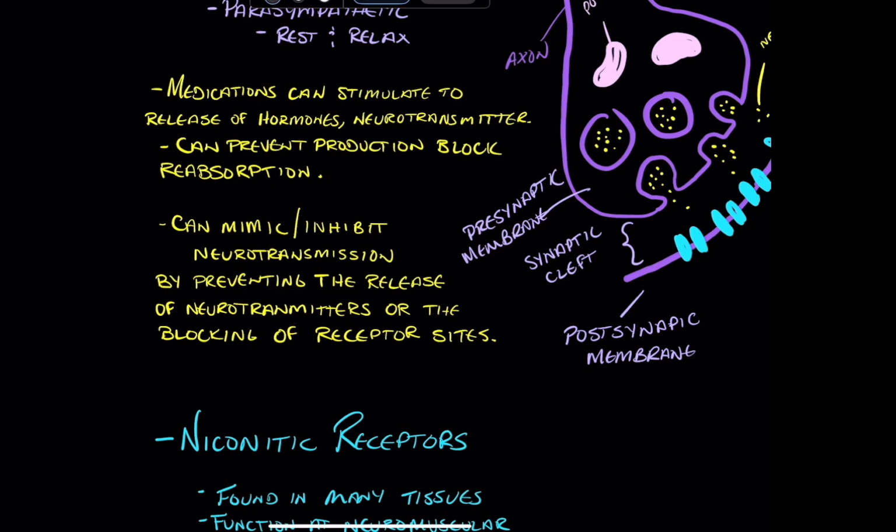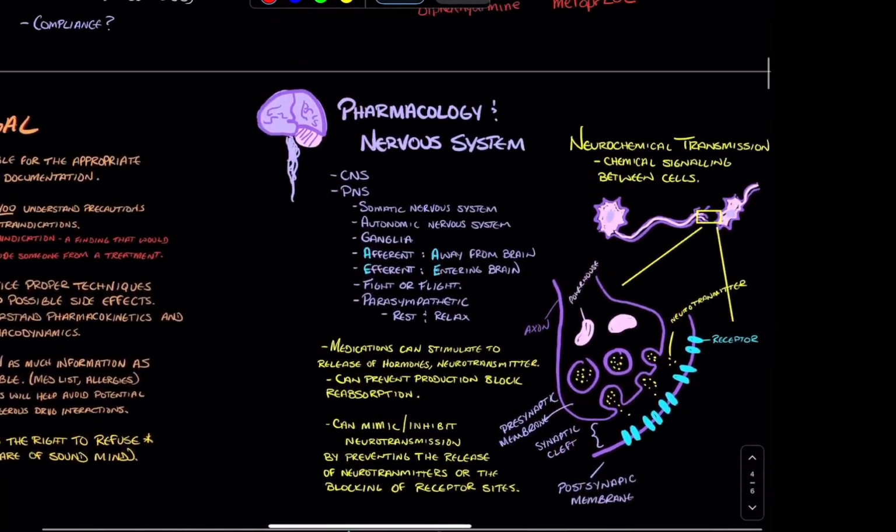Certain medications can stimulate the release of hormones and neurotransmitters. I'm not sure if you've gone through the A&P of the neurons yet, but I'm going to touch on it real quick just so we're all on the same page. Certain medications can also prevent the production and block reabsorption of these hormones or neurotransmitters as well. And we'll go through this image here real quick.